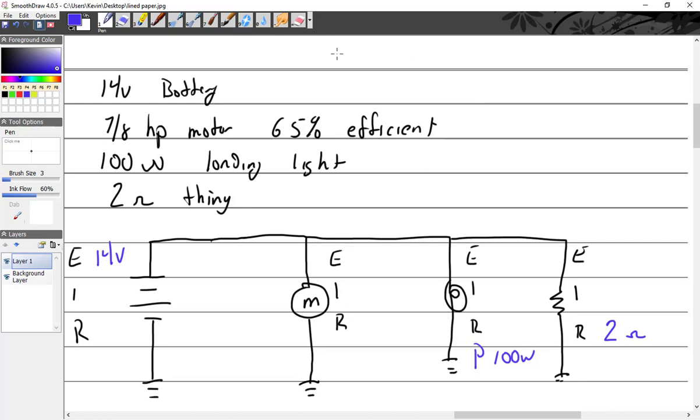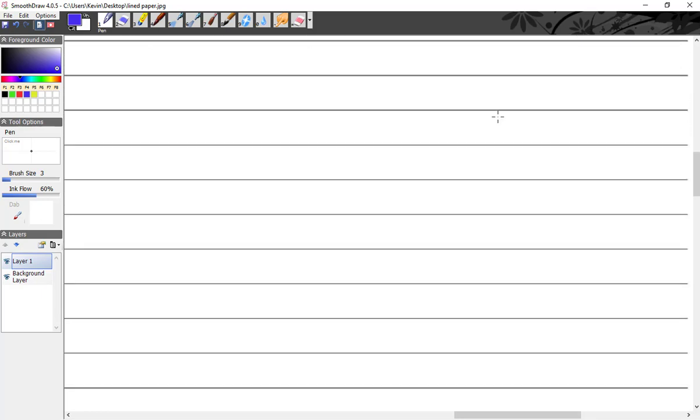All right. So 7/8 horsepower. Well, let me do this. 1 horsepower is equal to what? 746 what? Watts. I'm going to scroll down. We're just going to deal with the 7/8 horsepower motor. We'll go back up. So 7/8 horsepower that is 65% efficient. And we know that 1 horsepower equals 746 watts.